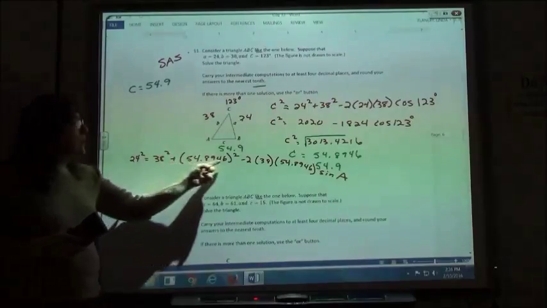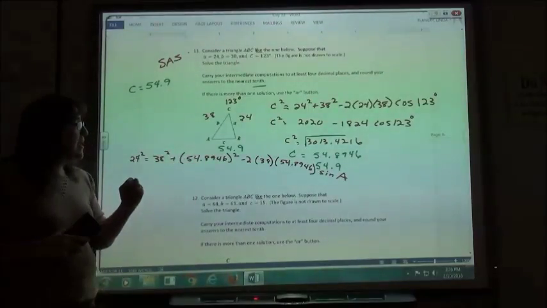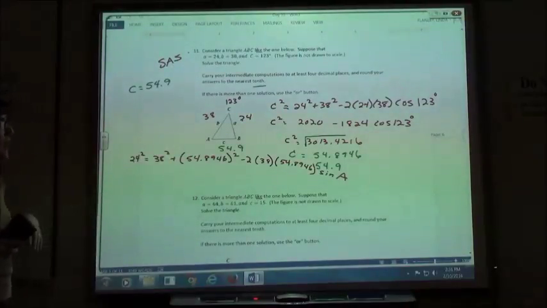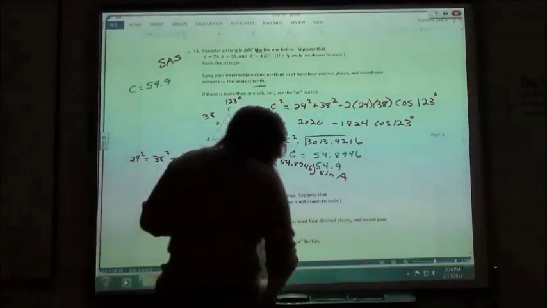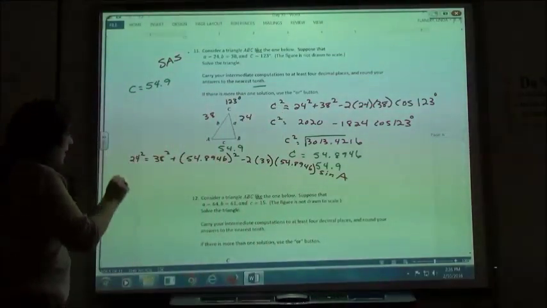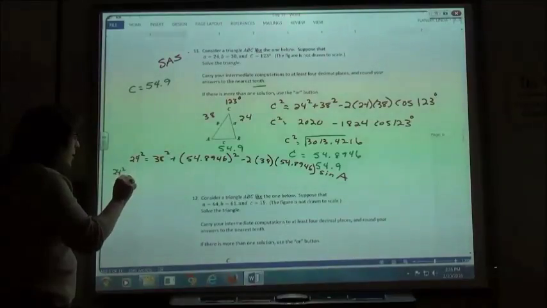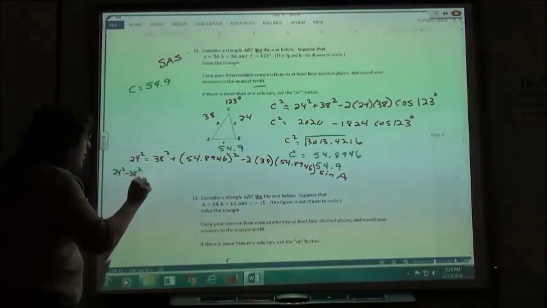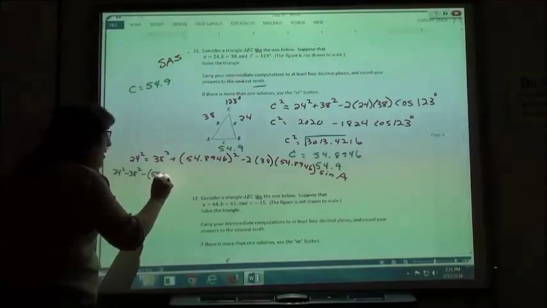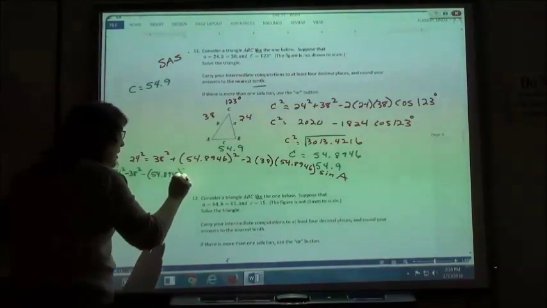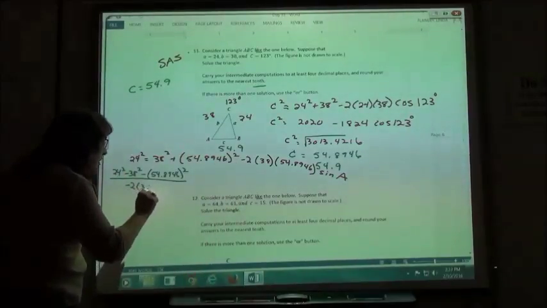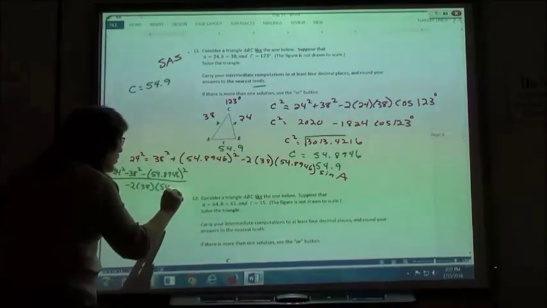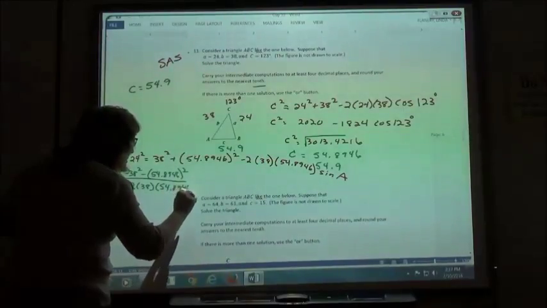So again, your intermediate computation should be to at least 4 decimal places. If you round them off, you may get rounding errors, so try not to do that. And so again, when I solve that, I'm going to take 24 squared minus 38 squared minus my 54.8946 squared. And I'm going to divide that by negative 2 times 38 times 54.8946.